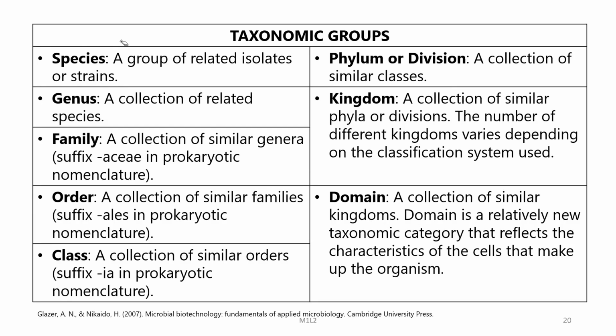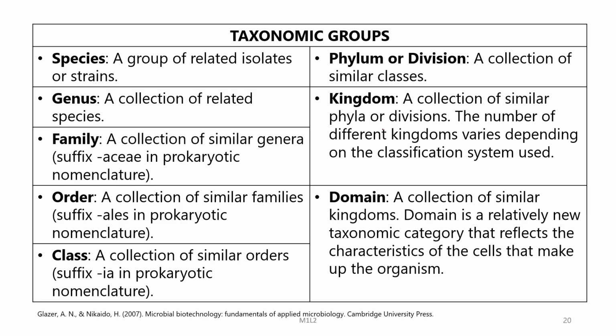So, species is a group of related isolates or strains. Genus is a collection of related species. Family is a collection of similar genera. Order is a collection of similar families. Class is a collection of similar orders. Phylum or division is a collection of similar classes.